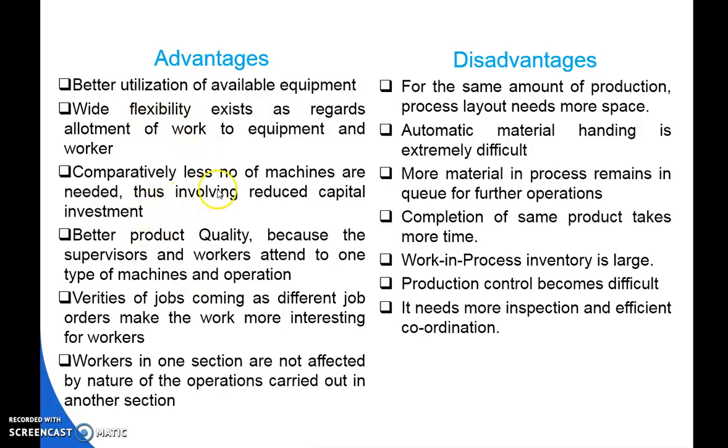Next, comparatively fewer machines are needed. As we have different machinery departments and machine centers, comparatively fewer machines are required for the production system. For each machinery department, different workers, inspectors and supervisors are assigned. So the product quality can be checked in each machining center, and it will provide good quality of the product.